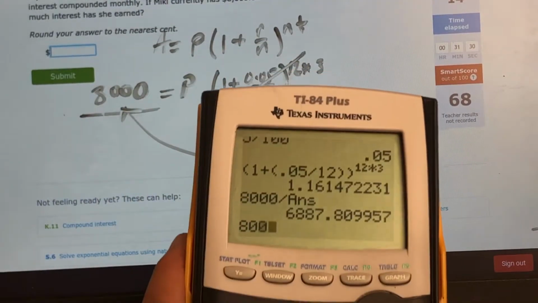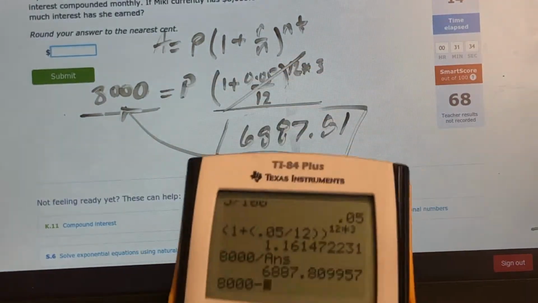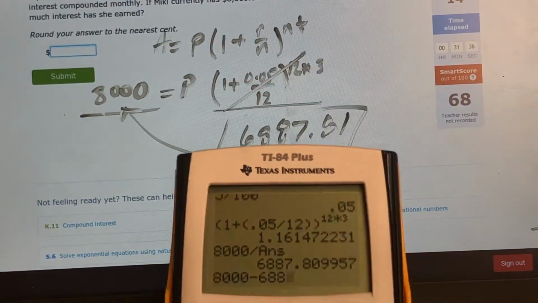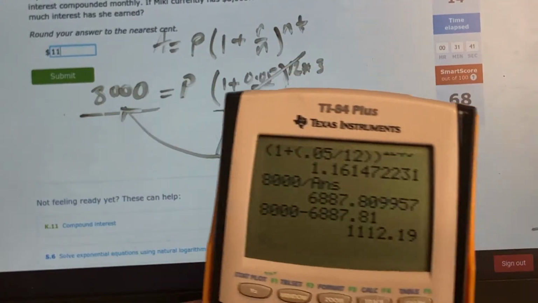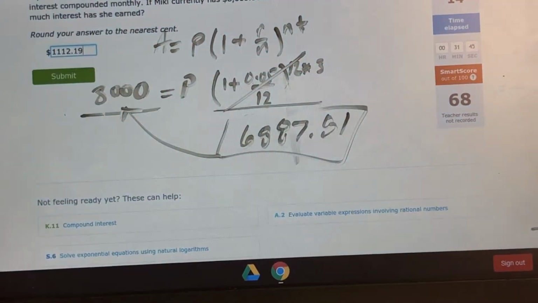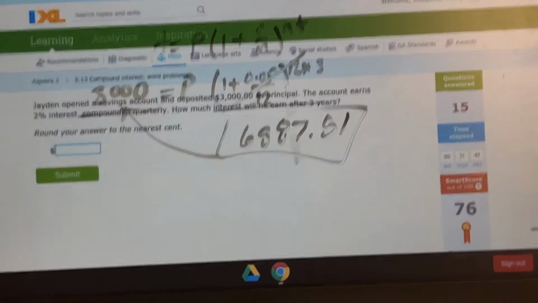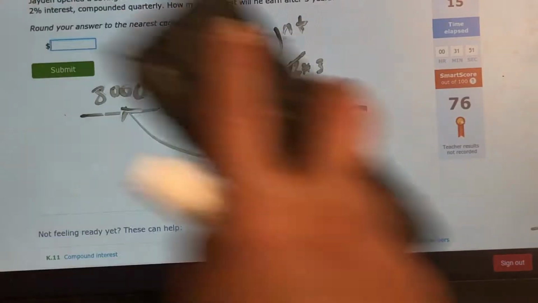So you go 8,000 minus my answer here, or I could just type it up, whichever way you want, 6887.81, which is that. So it's 1112.19. Perfect. This IXL actually jumps up pretty high because I'm already on 76.